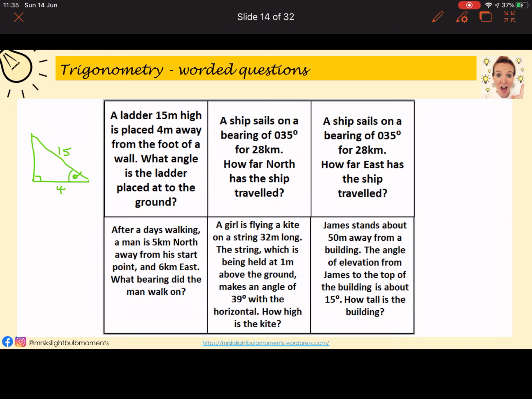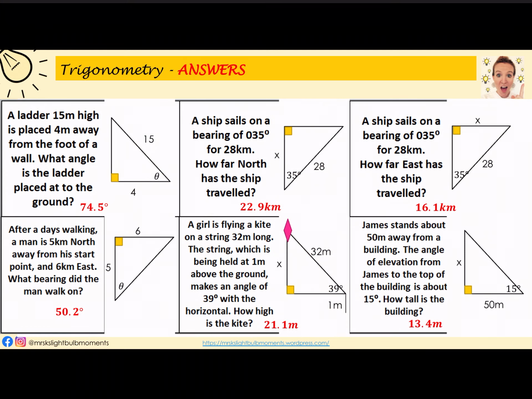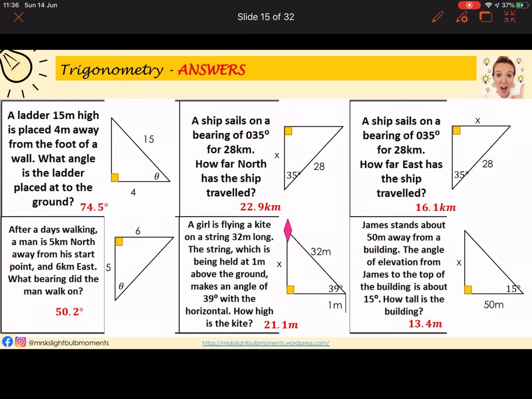Okay, let's have some answers. So the triangles are coming up. This is what your triangle should have looked like. In some cases, your triangles can look slightly different, especially the bearings one, so about the north and the east. You could have gone east first and then north. So if we look at this bottom drawing here, your triangle could be this way up, with a 6 and then a 5. Absolutely fine, as long as your diagonal is ending in the right place.